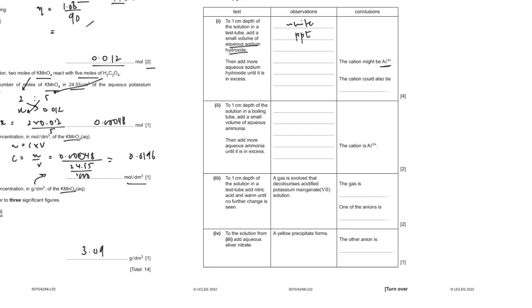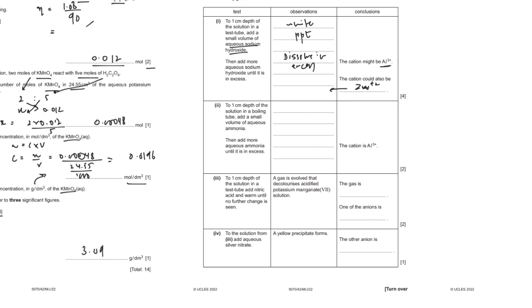And then you added excess sodium hydroxide. Okay, so the cation might be aluminium. For aluminium, white precipitate dissolve in excess. And what will be the other cation? Okay, whatever you name here, you'll have to write the observation accordingly. For example, if I write that zinc ion is being formed, right?